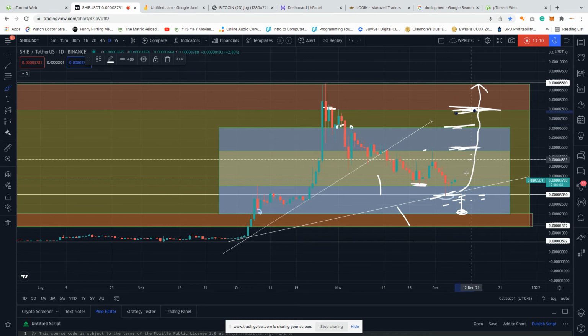But if Shiba can have a strong demand, like I say, here is all demand area and it's in a good support area. It is in a good support area. It has actually entered and pulled back up.